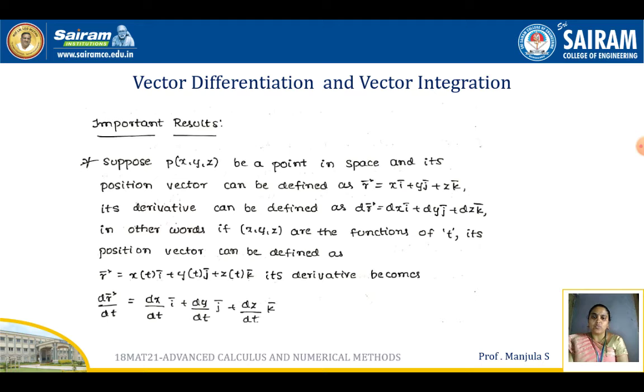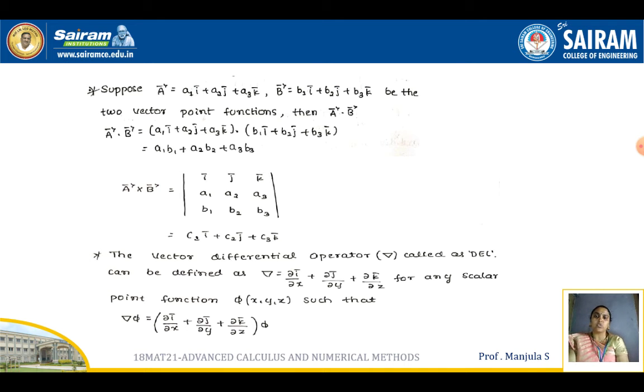Its derivative becomes dr by dt, which equals dx by dt i cap plus dy by dt j cap plus dz by dt k cap. Here, in the first important result, you have to remember that the position vector r can be defined as xi plus yj plus zk, and the derivative can be written as dr by dt, that is dx by dt i cap plus dy by dt j cap plus dz by dt k cap. These two things you have to remember.